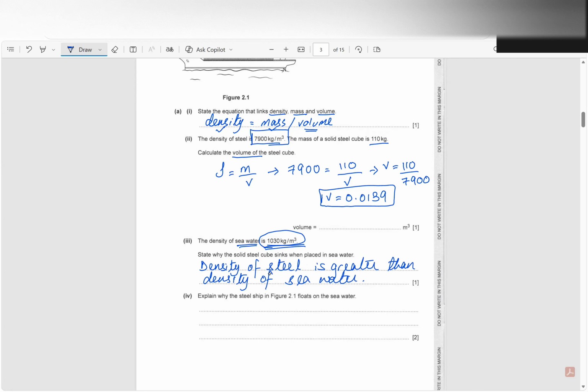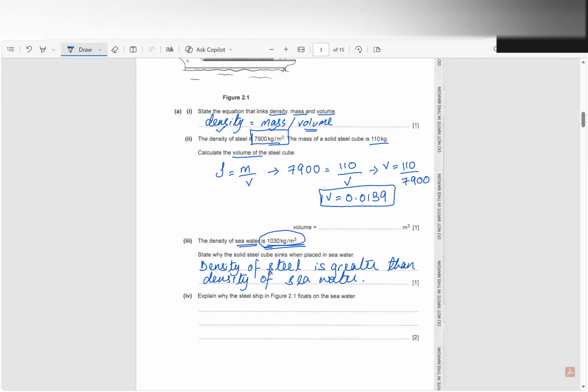Part 4 says, explain why the steel ship in figure 2.1 floats on the seawater. In the previous part, we said that the steel cube is going to sink. Now we've been asked to explain why the steel ship is not going to sink, rather it's going to float on seawater. We're going to understand that this is because the steel ship is big enough.